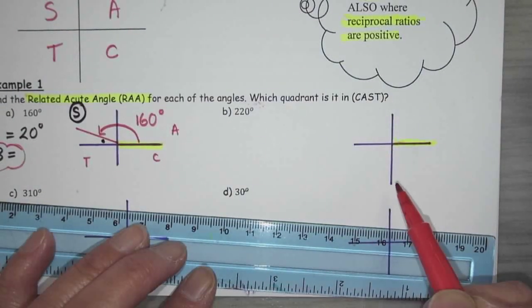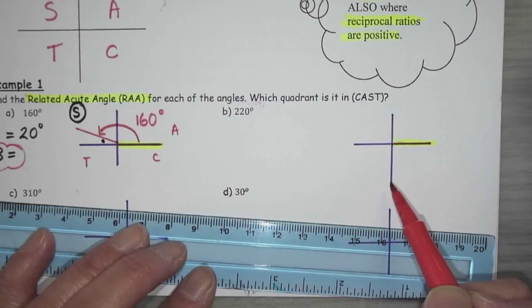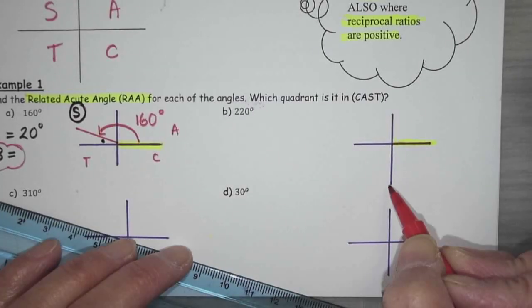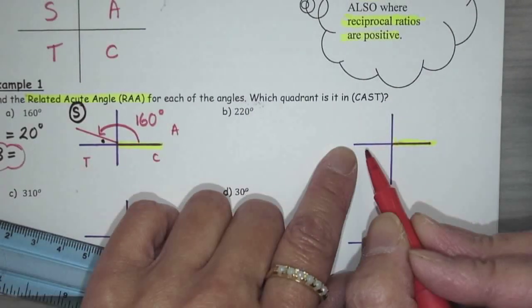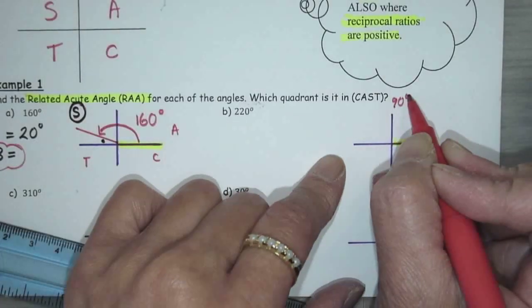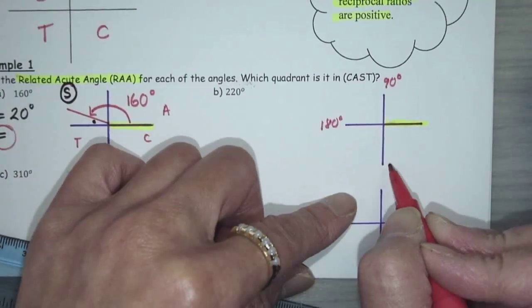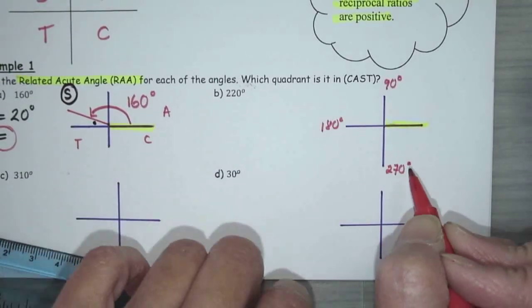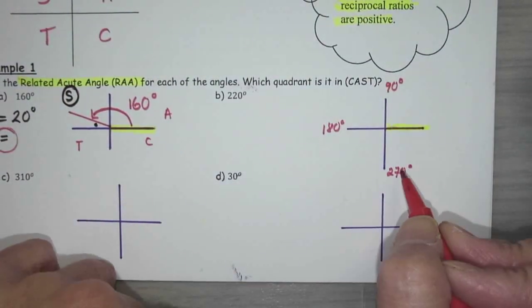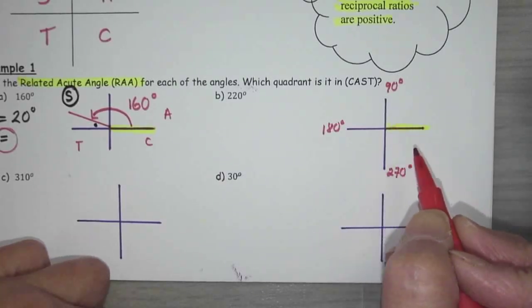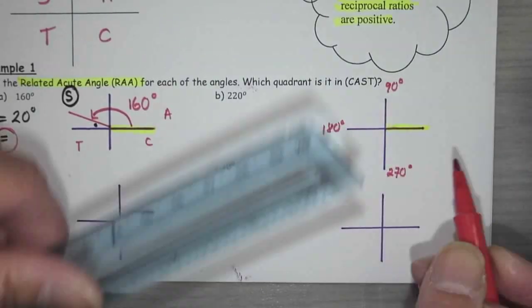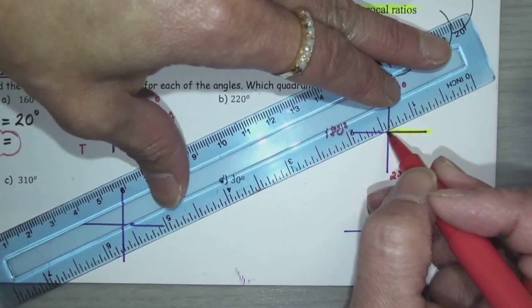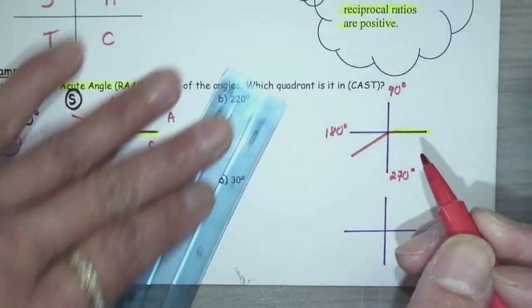How do I know if it's beyond this line? What line is this one? How much would this be? This is 90, this is 180, and this would be 270, right? Is it beyond 270? Not beyond 270. You don't have to label these, right? So it's beyond 180, but not beyond 270. So I'm going to draw my terminal arm somewhere here.